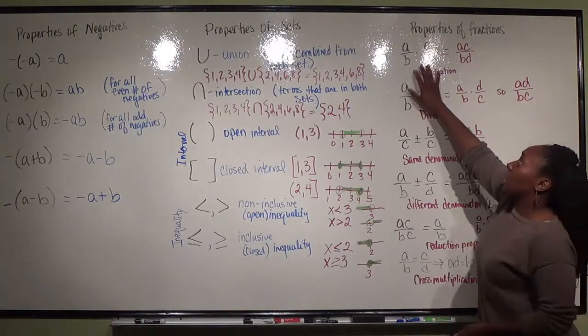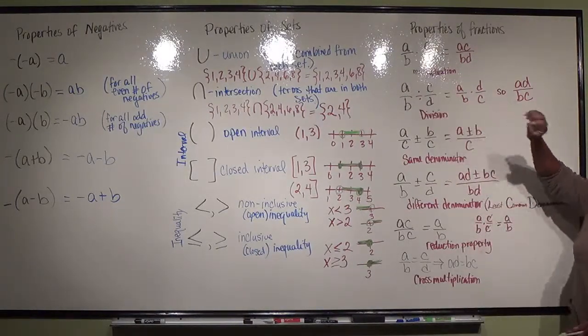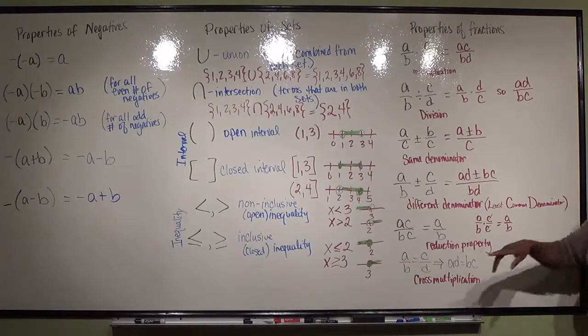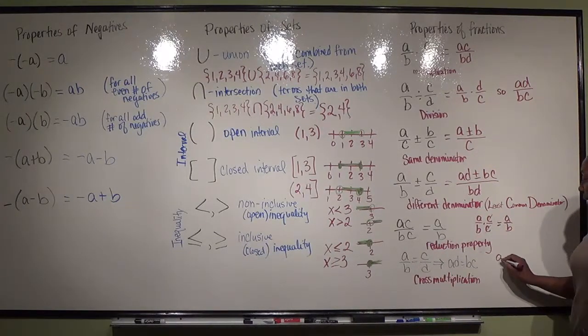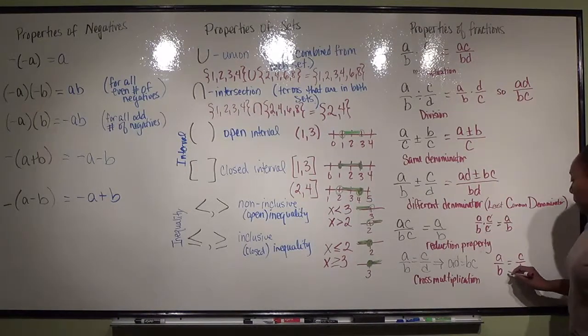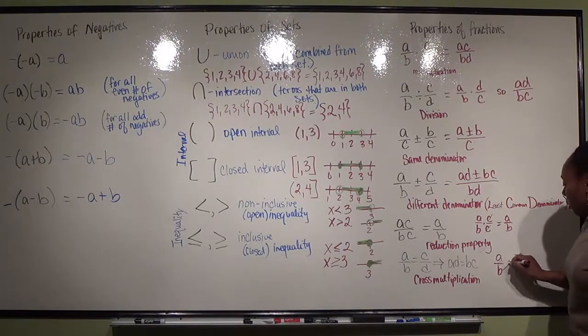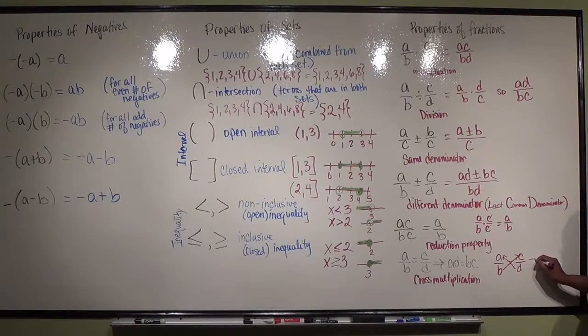This one is for multiplying. If I'm multiplying, I'm going to go straight across. But if I'm cross multiplying, where I'm looking at a proportion, then it says A over B equal to C over D. I'm going to cross multiply those products to get that AD equals BC.